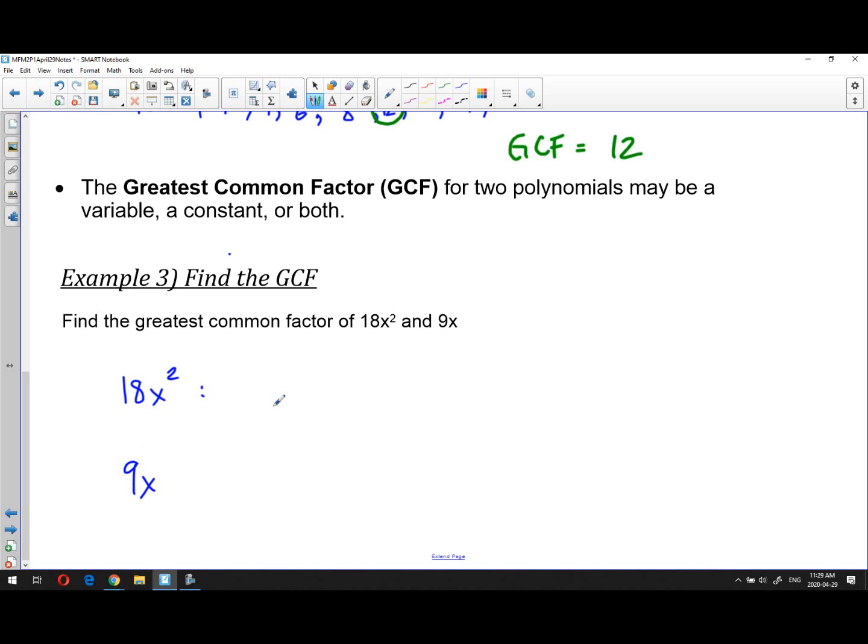Now what I'll do is I'll start by writing the factors of 18. 1, 2, 3, 6, 9, and 18. Those are all the factors of 18. And I'll also write all the factors of 9. This is a lot smaller of a group. So 1, 3, and 9. These are the only numbers that are divisible by 9.